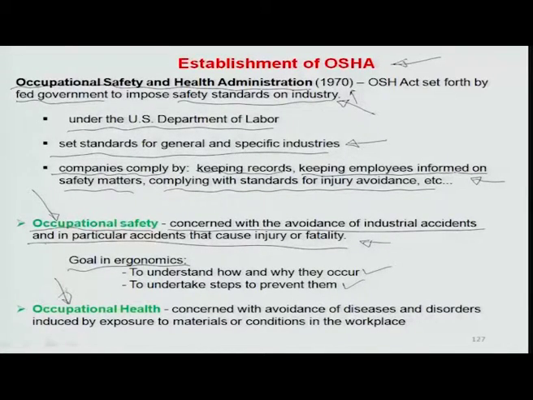For example, this is concerned with avoidance of diseases and disorders induced by exposure to materials or conditions in the workplace, coming out of the quantum of the work that is being carried out under a work system. So, generally there have to be guidelines in handling things which may otherwise be deleterious for the health of a stakeholder who is working in such a situation. So, occupational health is again another very important aspect, for which a standard is being set through the OSHA guidelines.